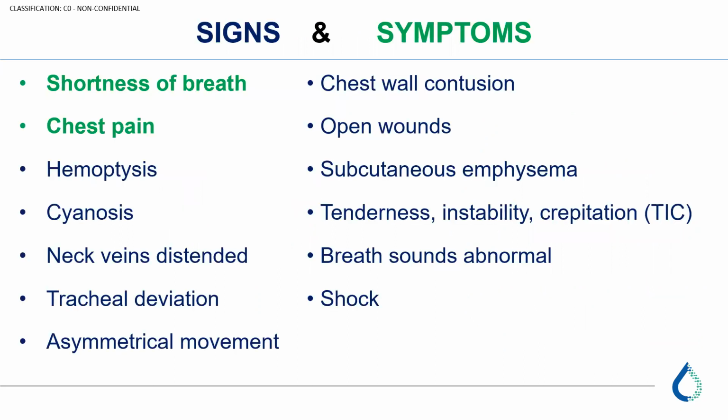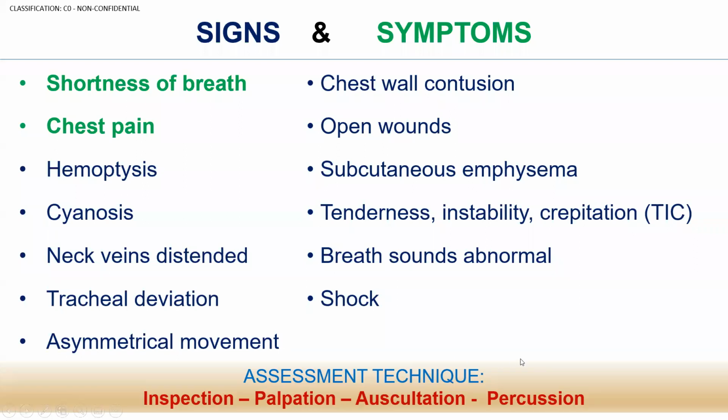Okay, signs and symptoms. These are the typical signs and symptoms of patients suffering from thoracic trauma or thoracic injury. So I just want to give you some assessment techniques. Try to remember inspection, palpation, auscultation, and percussion. Since we're discussing trauma, most likely the body parts that we will be assessing are the head, the neck, and the lungs or the thorax or the chest. Okay, let's look at inspection. What can we inspect? We can inspect hemoptysis. We can observe cyanosis. We can see distended neck veins.